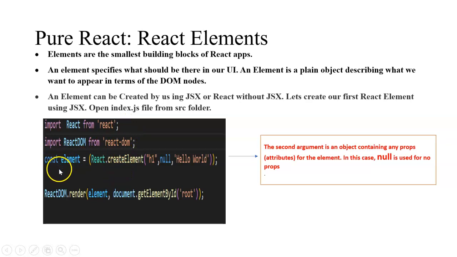Then we use the keyword const element equals React.createElement. Here I am passing parameters. One is what kind of tag I am supposed to use. Second is the styling part. As I didn't use any styling here, I passed null, and then the content that I want to display is Hello World. And I have to render, that is ReactDOM.render(element, document.getElementById('root')). This is very important. You have to type this content in index.js in the src folder.